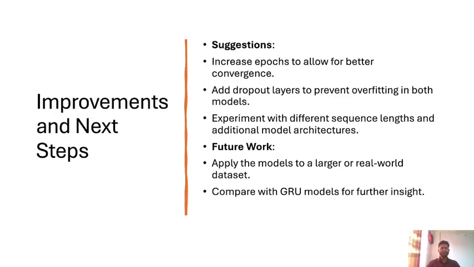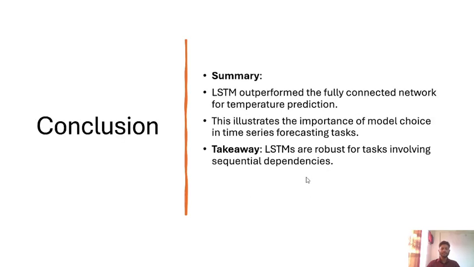Next step, improvements and next steps. Suggestions: increase epochs to allow better convergence. Add dropout layers to prevent overfitting in both models. Experiment with different sequence lengths and additional model architectures. Future work: apply the models to a larger or real-world dataset. Compare with GRU models for further insight.